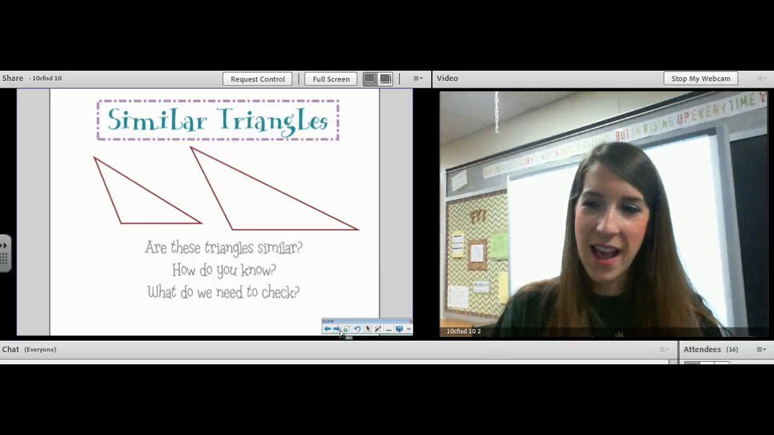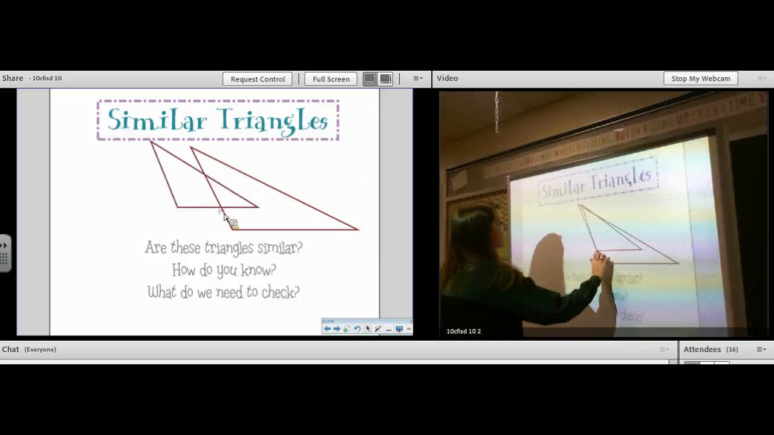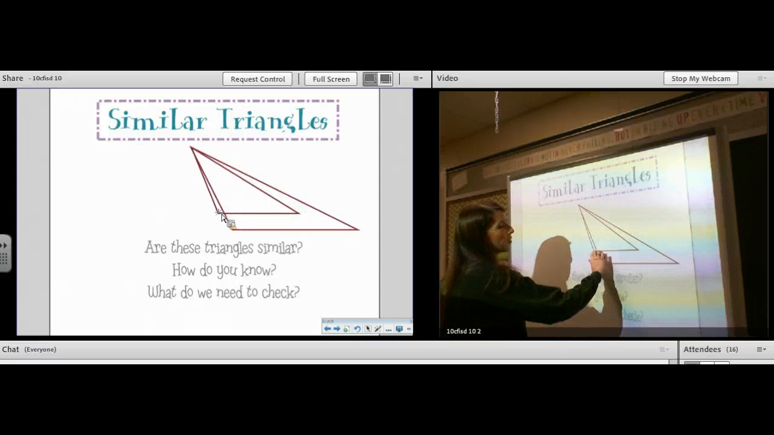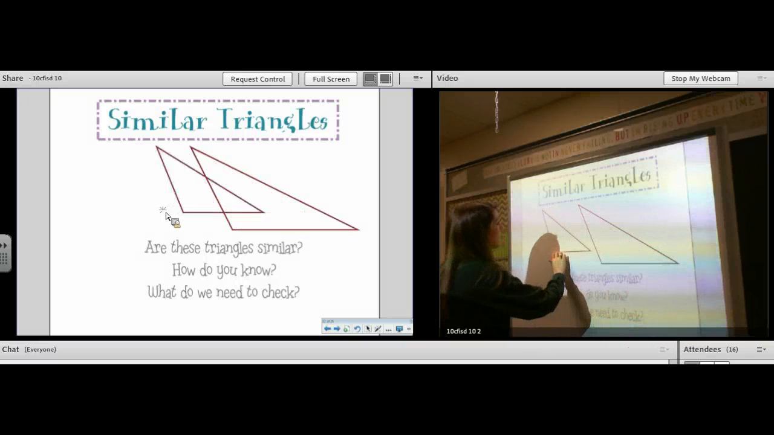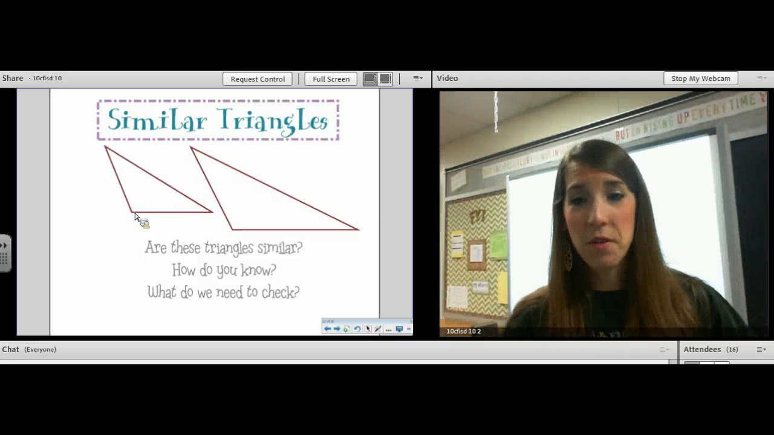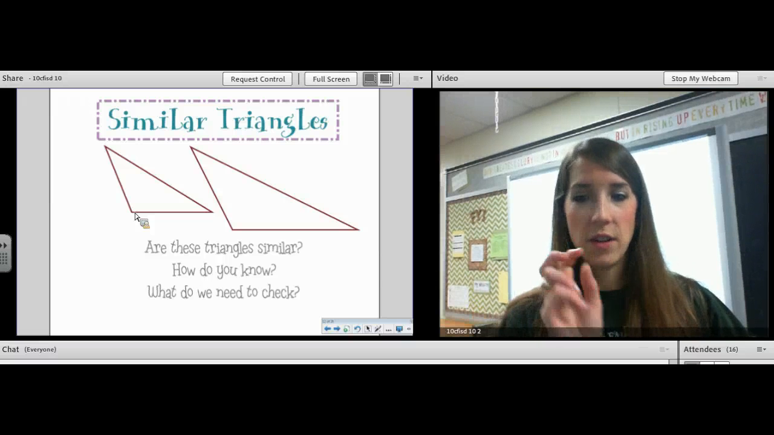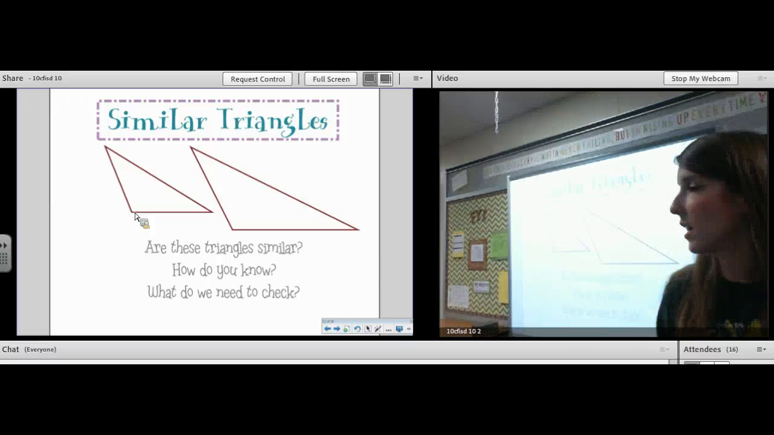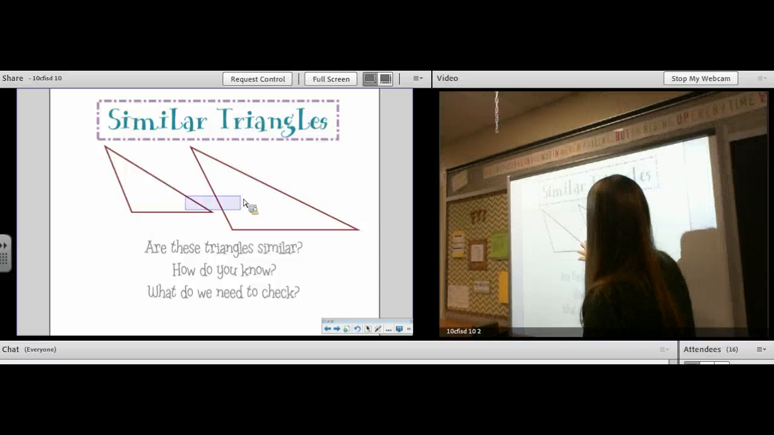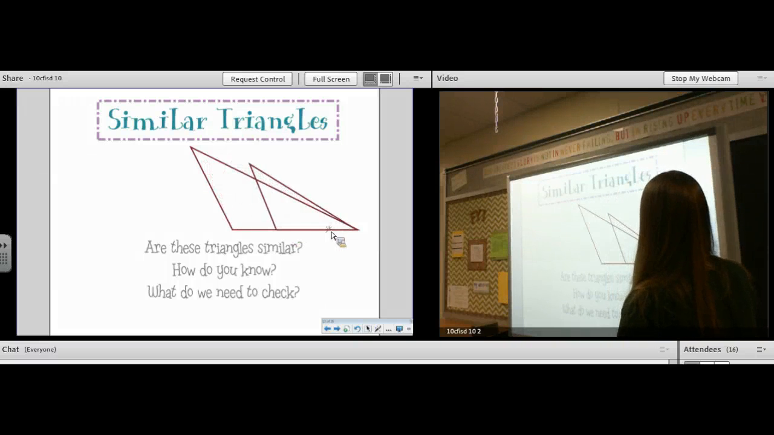Well, they're not congruent. That's out of the playing field. So what if I did this? Are those angles congruent? I checked one angle, and it was not congruent, and I now know that these triangles are not similar. Because if two triangles are similar, their angles are congruent and their sides are proportional. If even one angle isn't congruent, then we are out of that ballgame. Sorry. Not similar. See how I'm checking the angles?